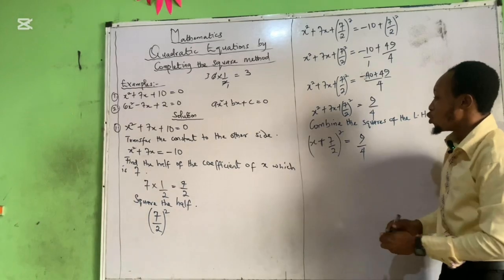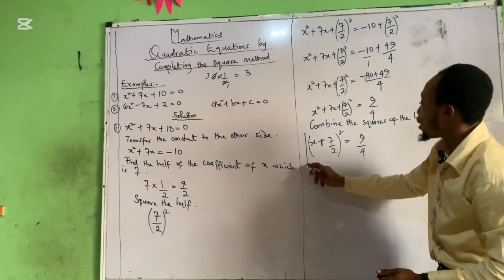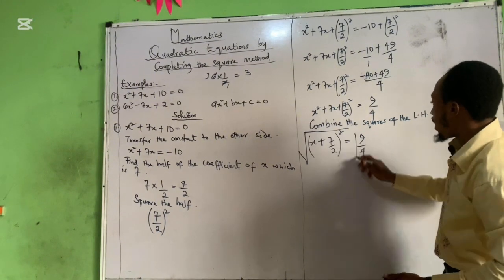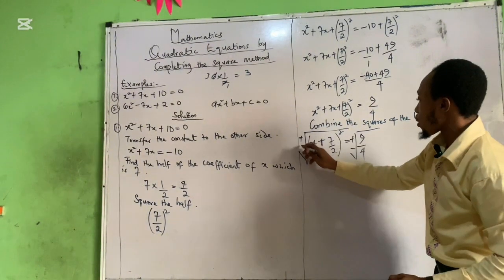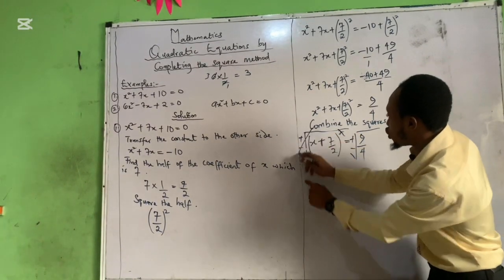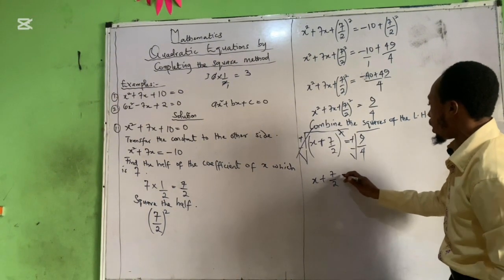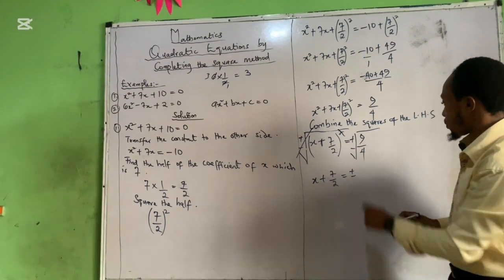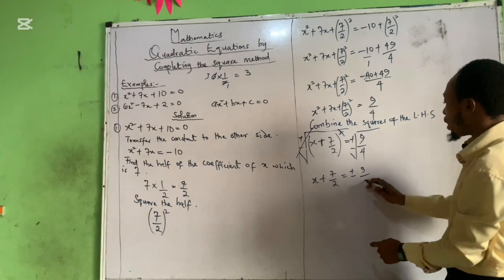Now the next thing to do, we want to get rid of this square, and so to get rid of this square, you have to square root both sides. You square root both sides, and don't forget your square root has plus or minus, but this square root is going to go because in indices square can cancel square root. So we have x plus 7 over 2 equals plus or minus square root of 9 is 3 over square root of 4 is 2.